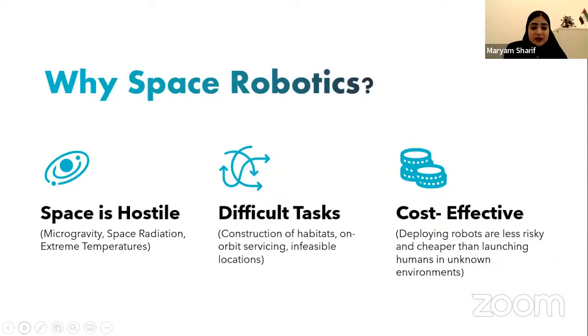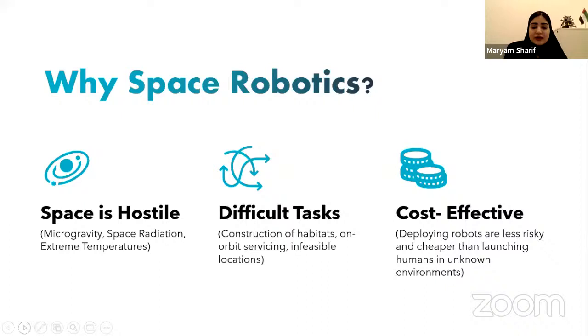They can also work in infeasible locations. These robots can orbit around the planets, which is so hard for humans to do without a spacecraft. And staying a long time in outer space is really challenging and not doable at this current time. There is another reason why we use robotics in space exploration, which is the cost-effectiveness factor. Developing and deploying robots is less risky and cheaper than launching humans into an unknown environment.